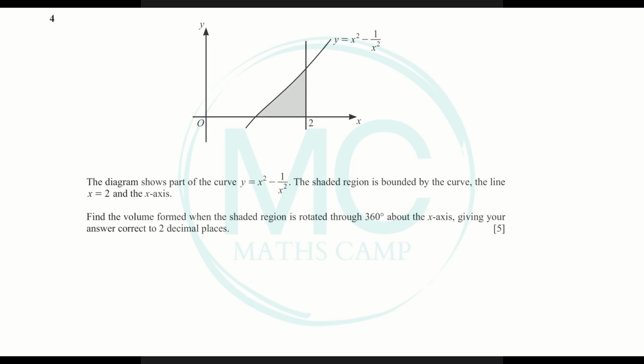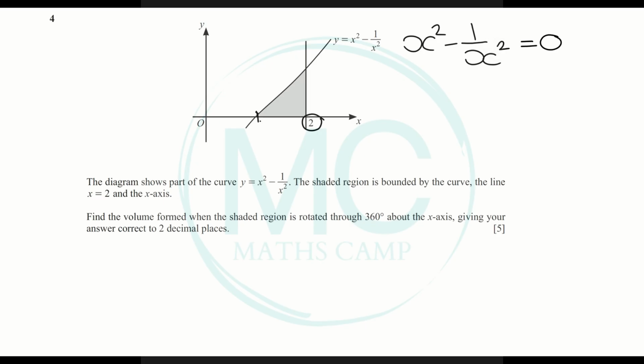And from the diagram, we can see that x is equal to 2. But we need the restriction on this side. And we can see that the x-coordinate is the x-intercept of this curve. To find the x-intercept, we make y equal to 0. So our equation will become x squared minus 1 over x squared is equal to 0.